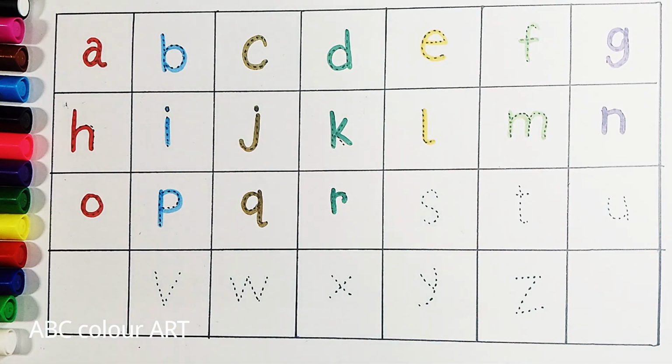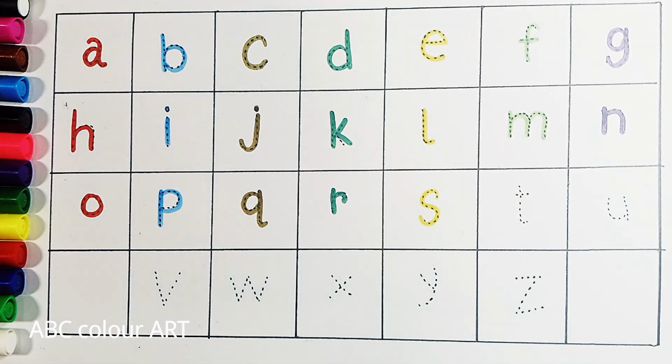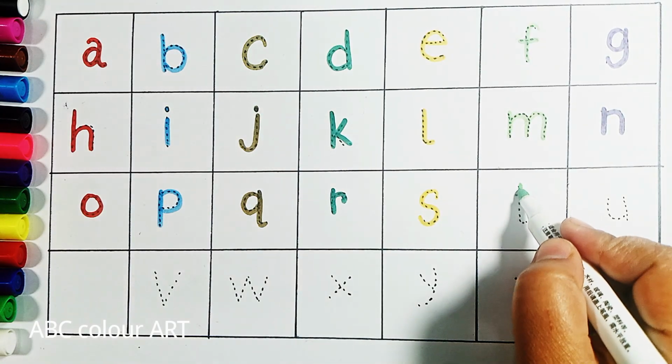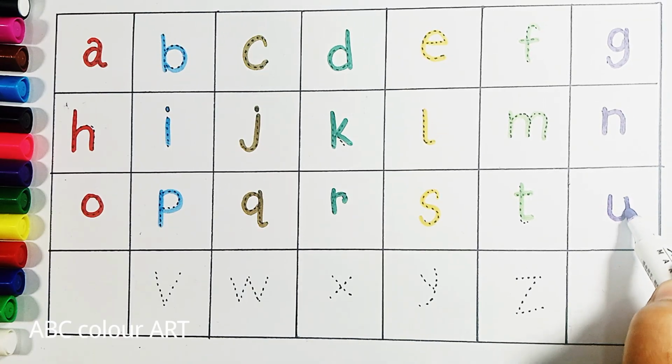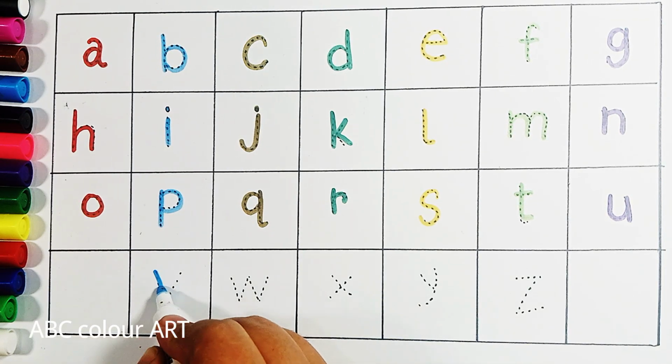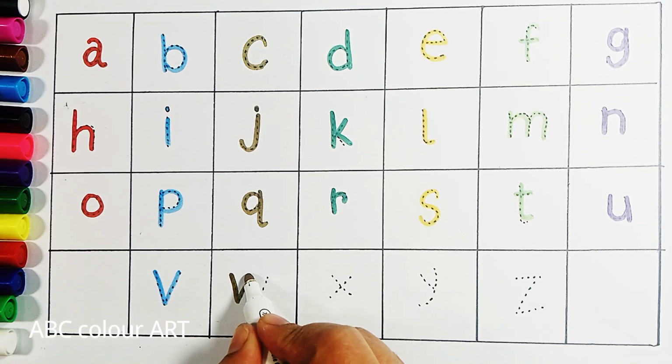R is for rose, yellow color. S is for sun, light green color. T is for tiger, purple color. U is for umbrella, sky blue color. V is for van, brown color.